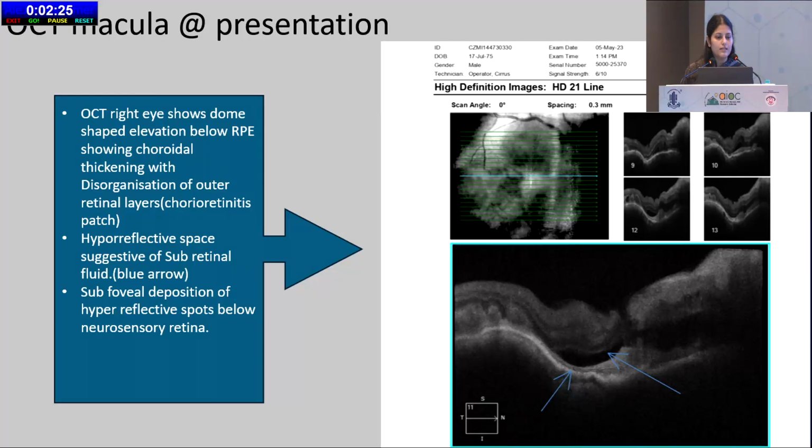On OCT at presentation, there was a dome-shaped elevation below the RPE, showing choroidal thickening and disorganization of the outer retinal layer, which showed that it is a chorioretinitic patch. There was a hyporeflective space, that is subretinal fluid, and subfoveal deposition of hyperreflective spots was also seen.